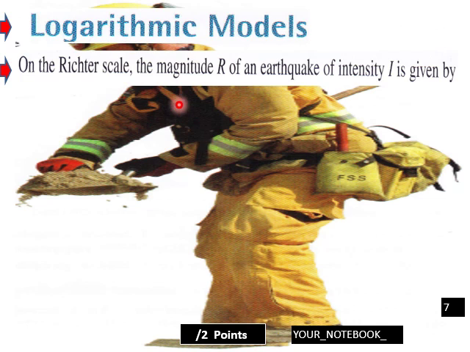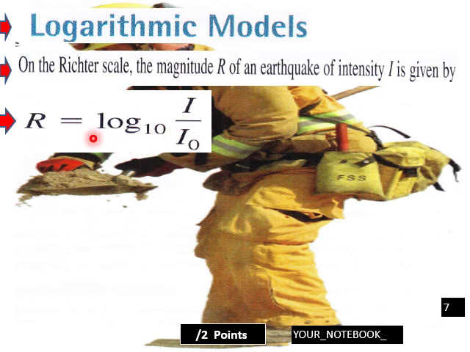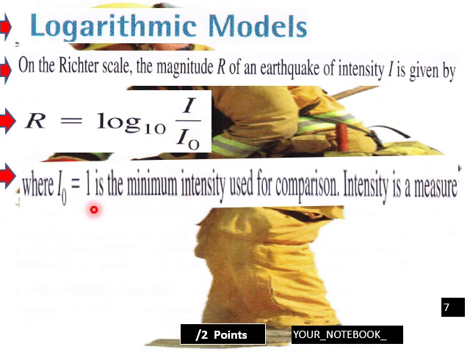Your notebook entry here, logarithmic models. On the Richter scale, the magnitude R of an earthquake of intensity I is given by log base 10 of I over I naught, where I naught equals 1 is the minimum intensity used for comparison. So I naught is just another way of describing 1.